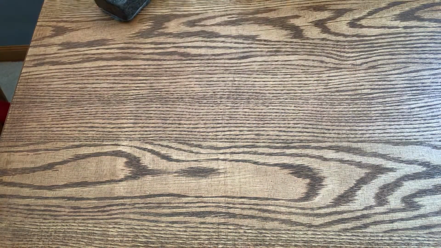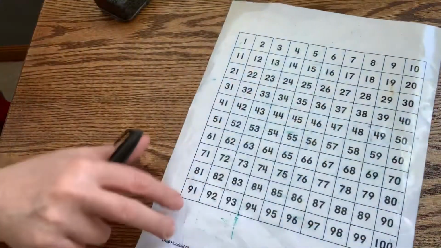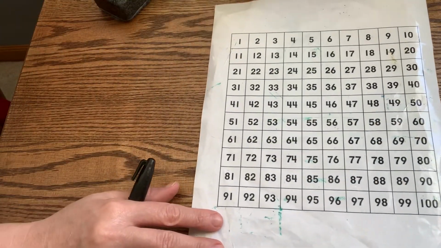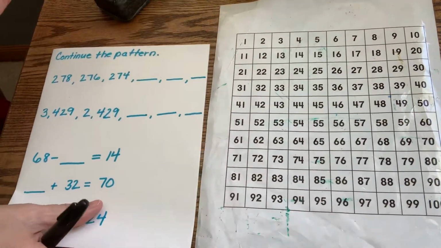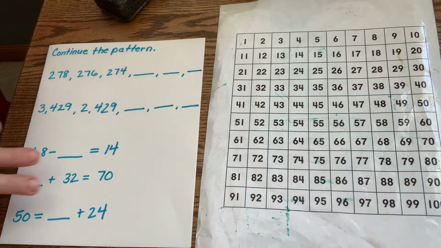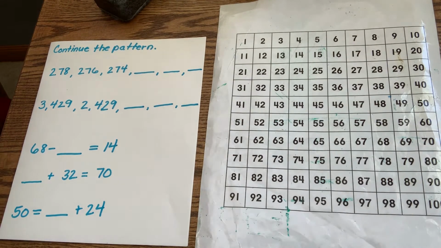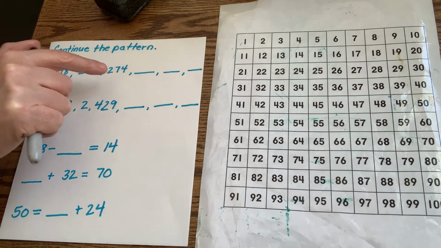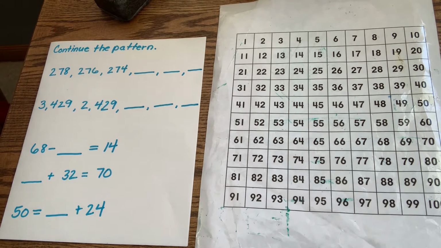Okay, let's do a quick review for our quiz that we're going to have next week. So I've got my hundreds chart. Make sure that's in your view. And here are my problems. So continue the pattern. So I have 278, 276, 274.